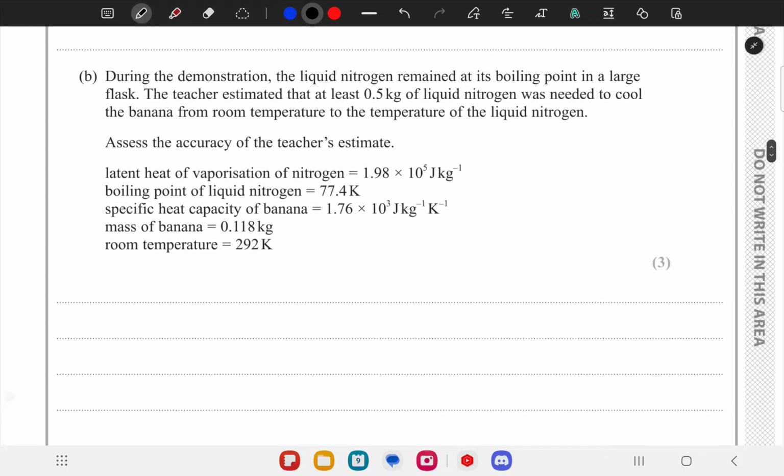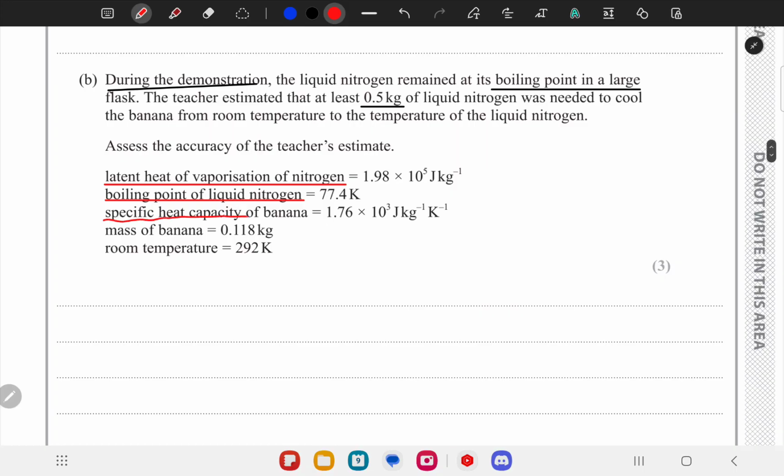Now in question B, we are given that during the demonstration, the liquid nitrogen remained at its boiling point in a large flask, and that the teacher estimated that at least 0.5 kg of liquid nitrogen was needed to cool the banana from room temperature to the temperature of the liquid nitrogen. We are given the latent heat of vaporization of nitrogen, its boiling point in Kelvin, the specific heat capacity of banana, the mass of the banana, and the room temperature in Kelvin.